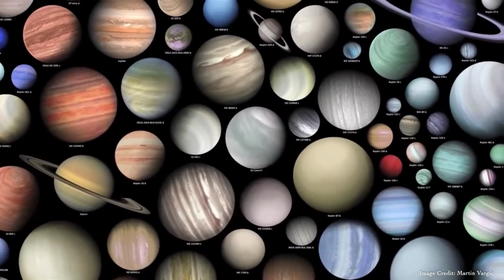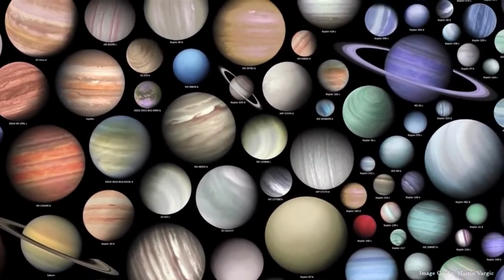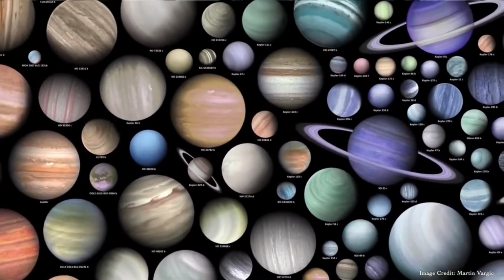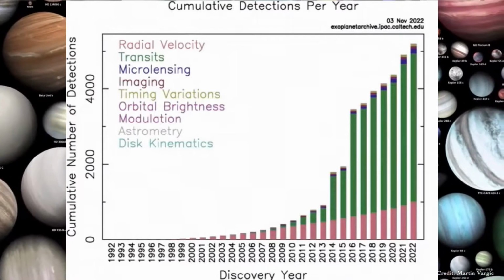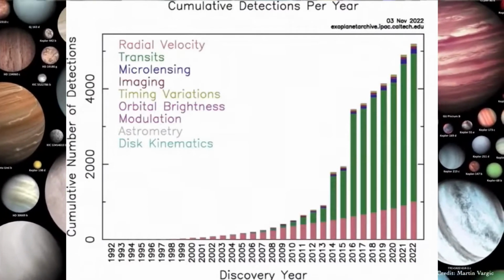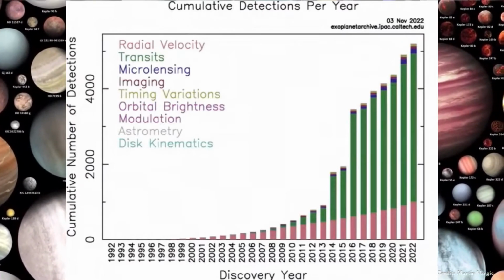How do you find them? How do we discover these planets out there? The majority of detected planets have been discovered using two main techniques, the radial velocity technique and the transit technique. So we'll see what those techniques are.